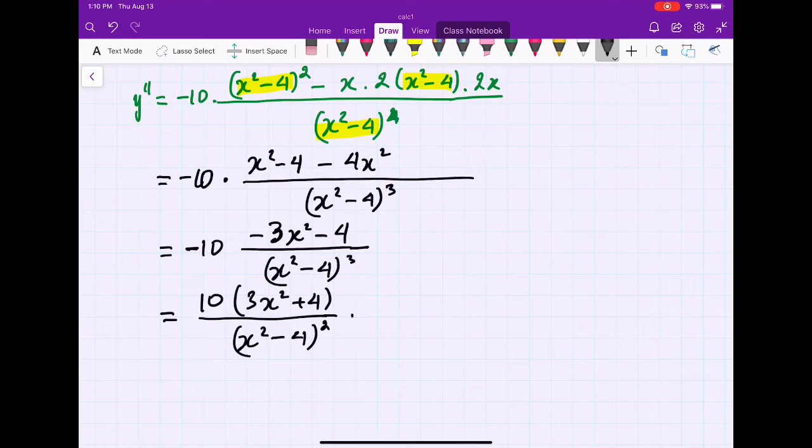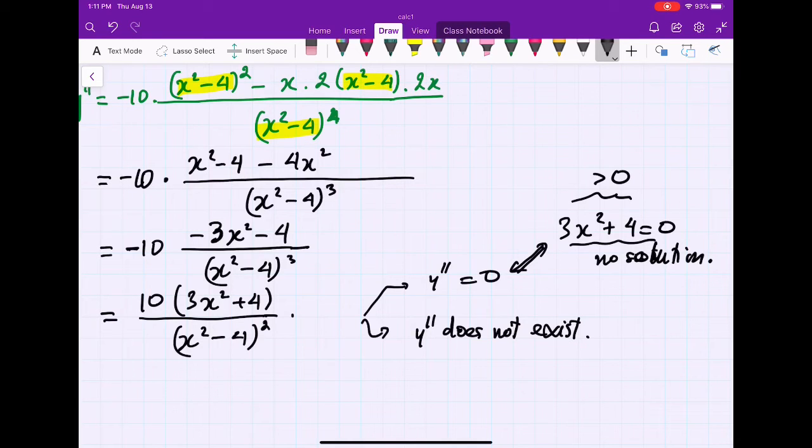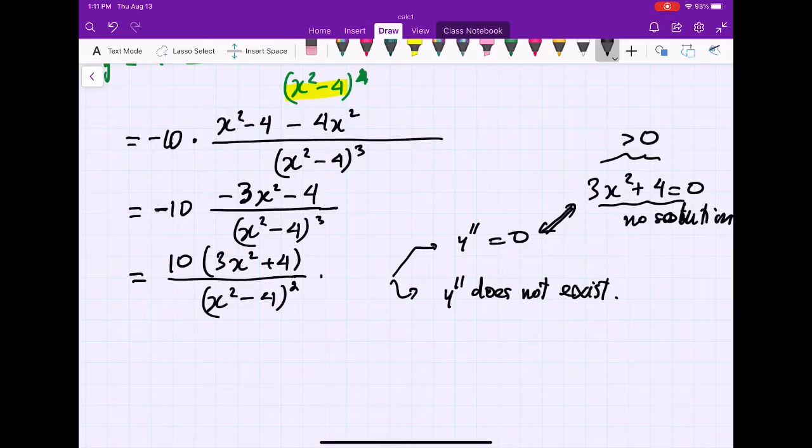We need to find all inflection points, right? Where the second derivative is equal to 0 or the second derivative does not exist. You set this equal to 0, so that is basically the top equal to 0: 3x squared plus 4 equals 0. You don't have any solution in this case because 3x squared is positive and 4 is positive, so the left-hand side is always positive. No solution for y double prime equal to 0. And we see the second derivative does not exist at x squared minus 4 equal to 0. But these points are not in the domain of the function, so they are not inflection points.